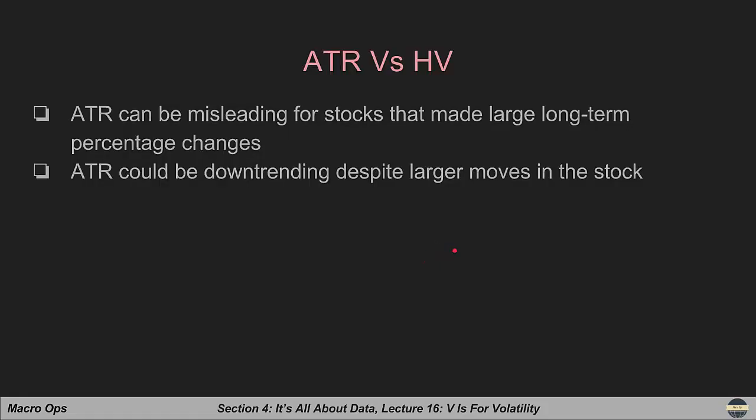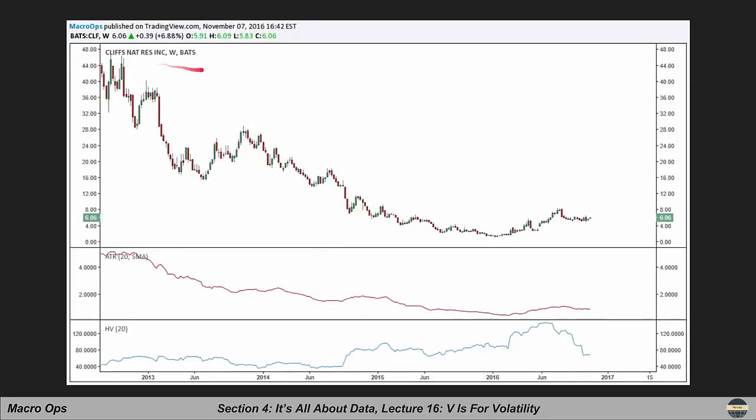So the one downside, though, to ATR is for stocks that make huge long-term percent changes. So something that goes from, say, 100 to 10, it could be very misleading because ATR can be downtrending even though the actual percentage moves are increasing. And let me just show you guys a quick example of this. So this is Cliffs Natural Resources. And so we're on the weekly time frame. See how this stock went from about $40 all the way down to $6.